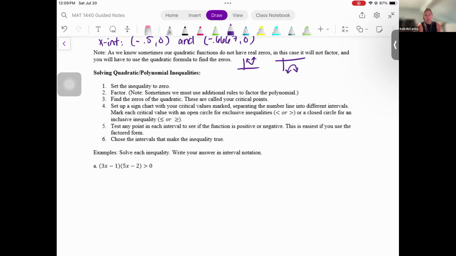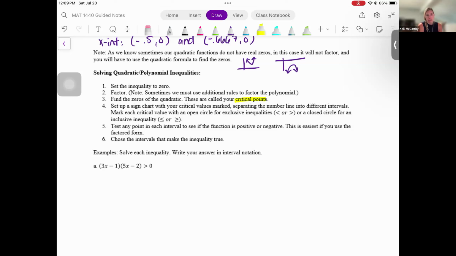Find the zeros. It says specifically a quadratic, but it could be a polynomial. You're going to find the zeros, and these we're going to call our critical points. And you're going to set up a sign chart with your critical values marked, or your critical points marked. What this does is it sets up a number line into different intervals.